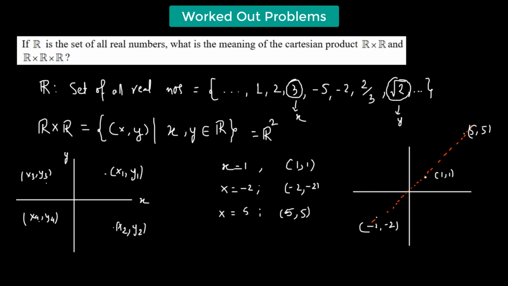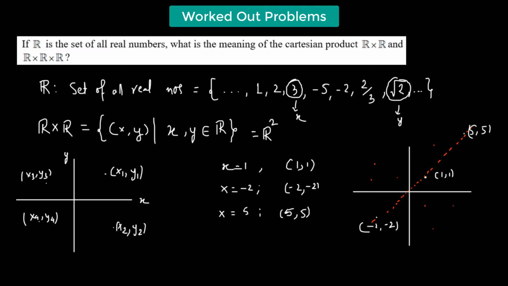So what about the other points lying above and below the line? In order to take care of that, we have considered a second element y, which also belongs to the set of real numbers, and that is the meaning of R cross R.